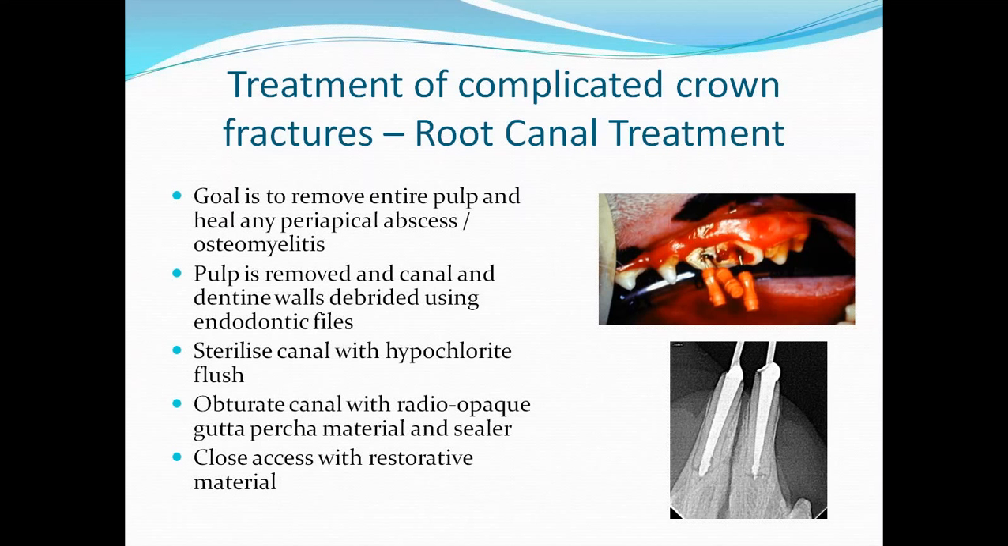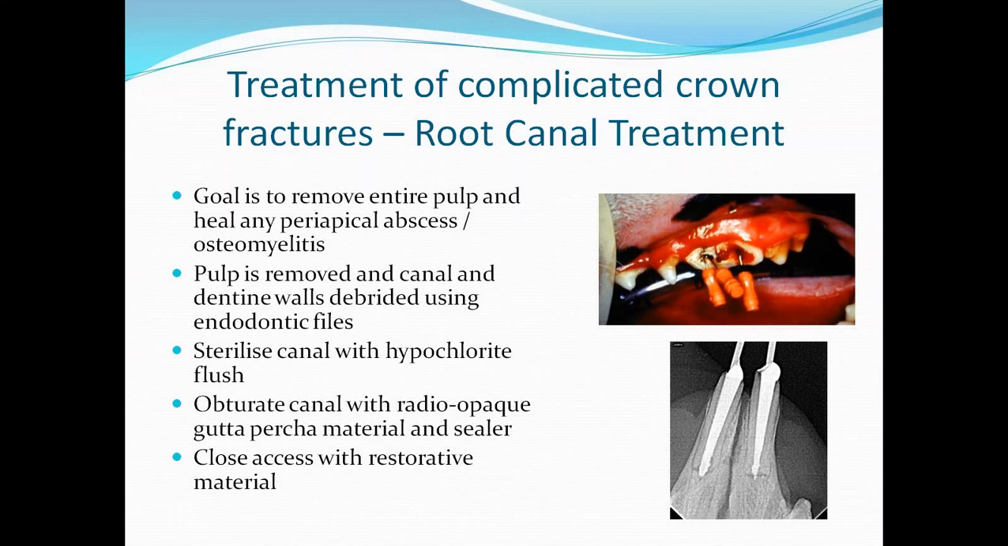So the pulp's removed and the canal and dentine walls are then debrided using endodontic files. We can see this on the top picture. There's endodontic files traversing the crown and into the roots of the upper fourth premolar. The canal is sterilized using a 4 to 6% hypochlorite flush. We normally flush that between files. And then the canal, once it's cleaned and dried, is obturated with a material called gutta percha, and normally a sealer such as a calcium hydroxide or one of the resin-based sealers. And then the tooth is closed with a restorative material such as a composite.